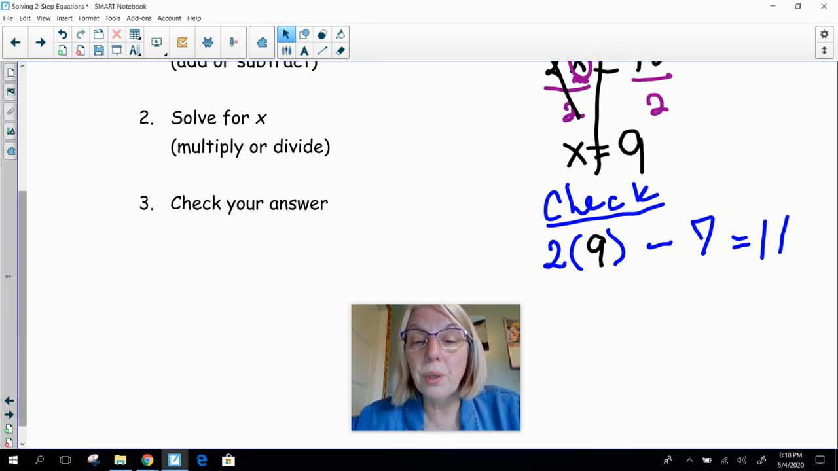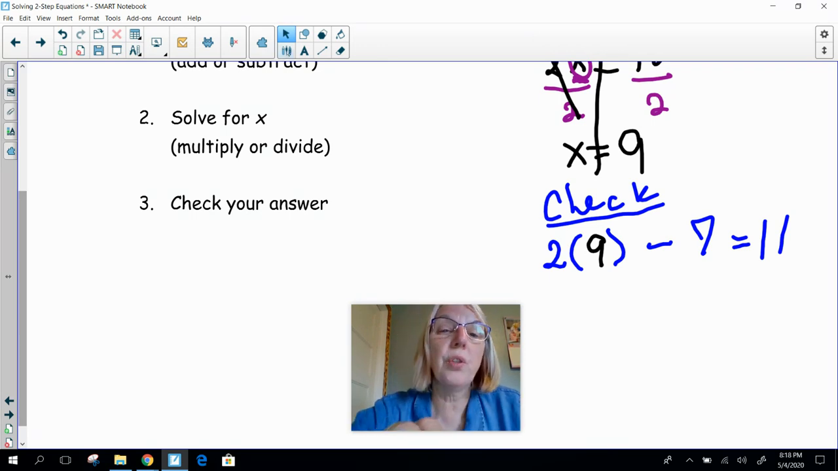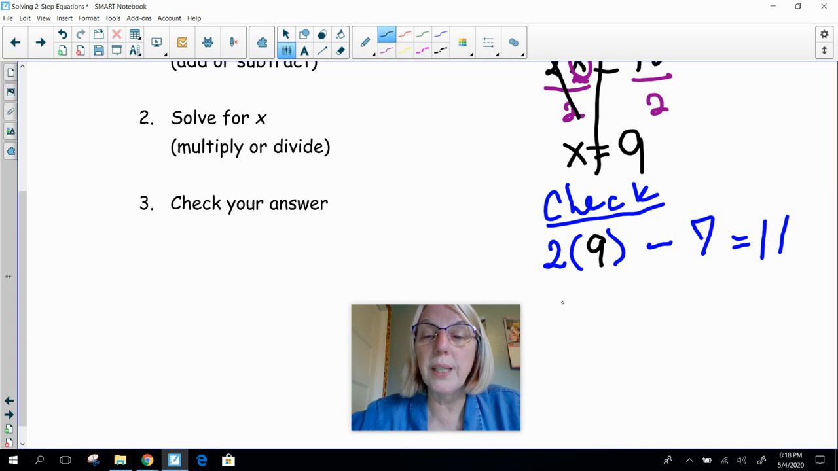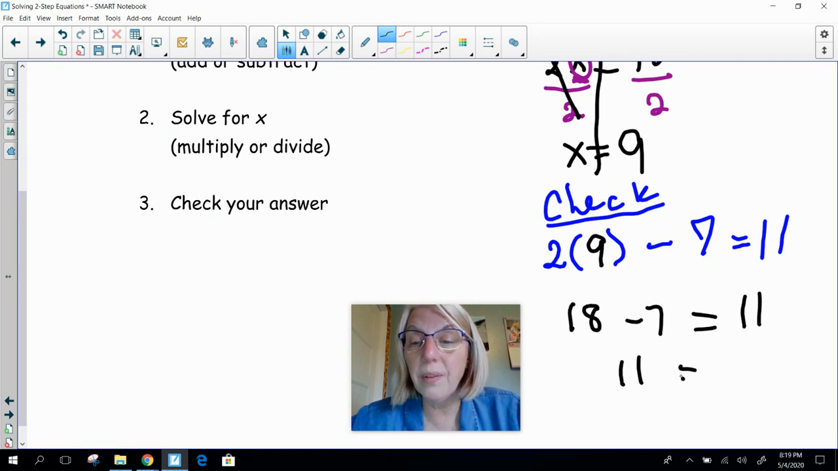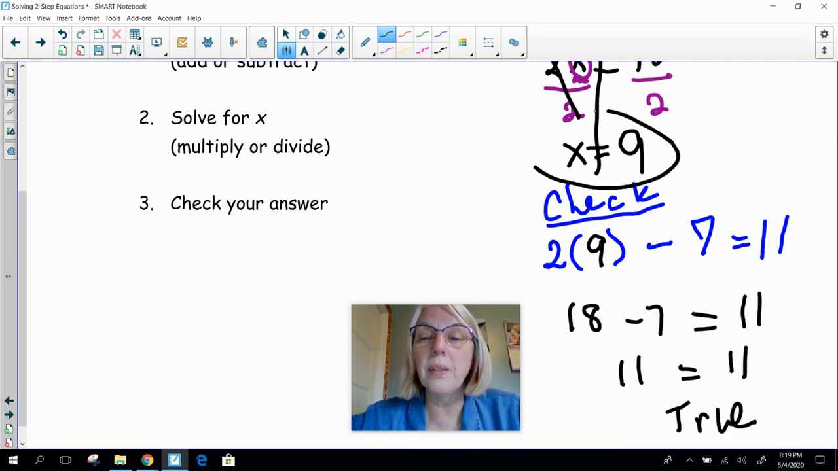And then we would use the order of operations to see if this was true or false. Order of operations, we're going to multiply first. And so when we go to multiply, we're going to say that 18 minus 7 does it equal 11? And if on your calculator you go 18 minus 7 and you see that it equals 11, because it does. Does 11 equal 11? You say true, it sure does. And so then you can go back up here and say yes. In this particular problem, x does equal 9.